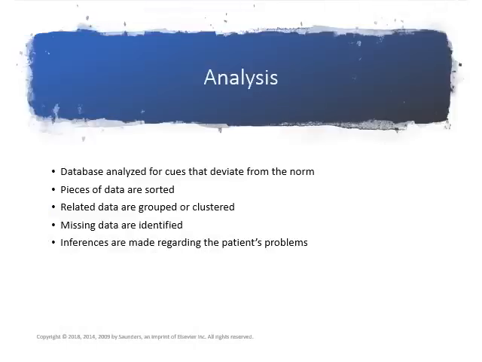Once you have assessed your patient and have collected data, you will gather the information, and then use the data to be analyzed for cues that indicate deviations from the patient's norms. What are cues? Cues are pieces of data or information that influence decisions. Your analysis includes sorting the data, or taking related data and grouping or clustering the data. Also, during your analysis, you will identify any missing data and also identify inferences which are to be made regarding the patient's problems.